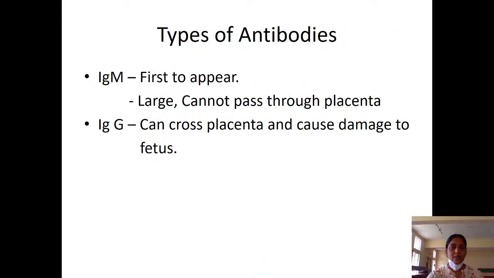What are the types of antibodies produced? Two types of antibodies are produced: immunoglobulin M and immunoglobulin G. Immunoglobulin M is produced first. It is a large molecule, cannot pass through the placenta, and doesn't cause any harm. However, in the second phase, later in immunization, IgG is produced, which is a small molecule and can cross the placenta.